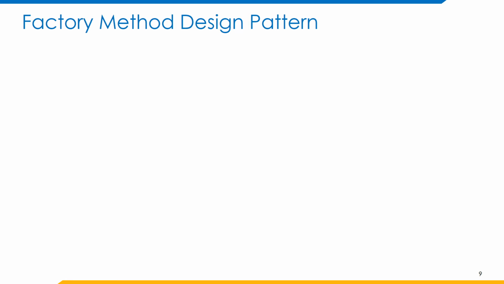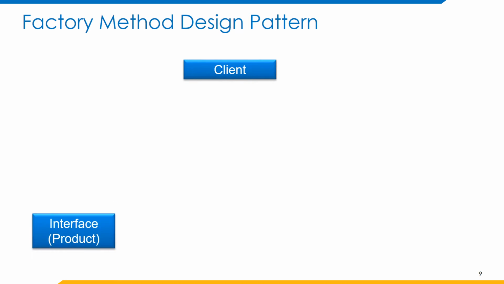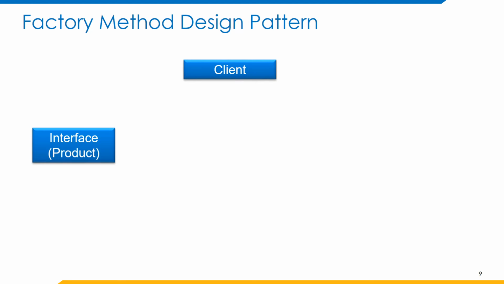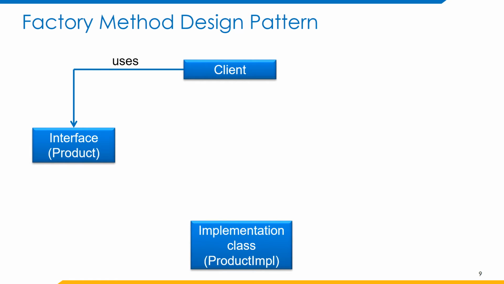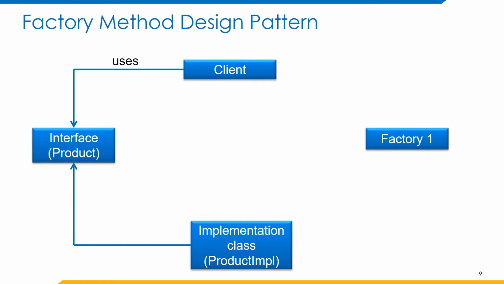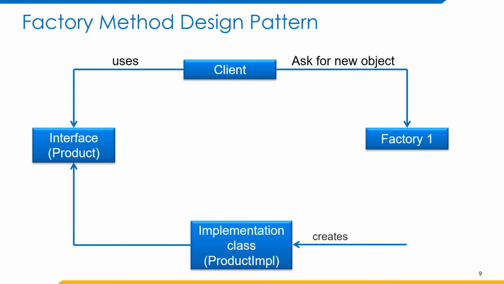For example, a client needs an object of the implementation class of interface product, so it will call the factory method. This factory method internally creates an object, and through another factory it will return it to the client.